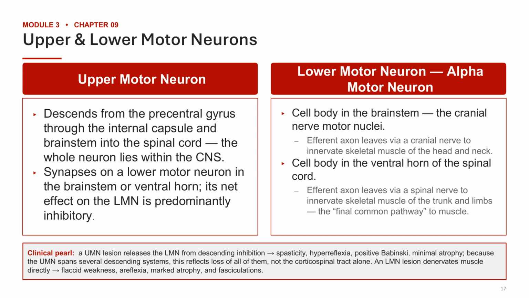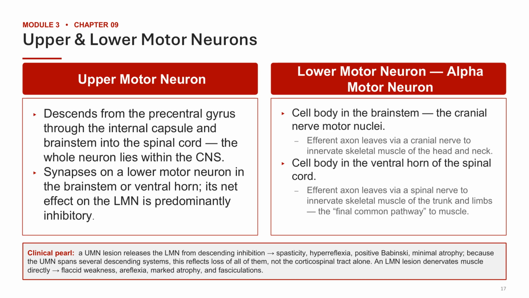That is the final common pathway. Whatever the source of the command, descending from the cortex or generated locally by the reflex arc, it must pass through this neuron to reach muscle. There is no other way out. Which is exactly why the two lesions look nothing alike.